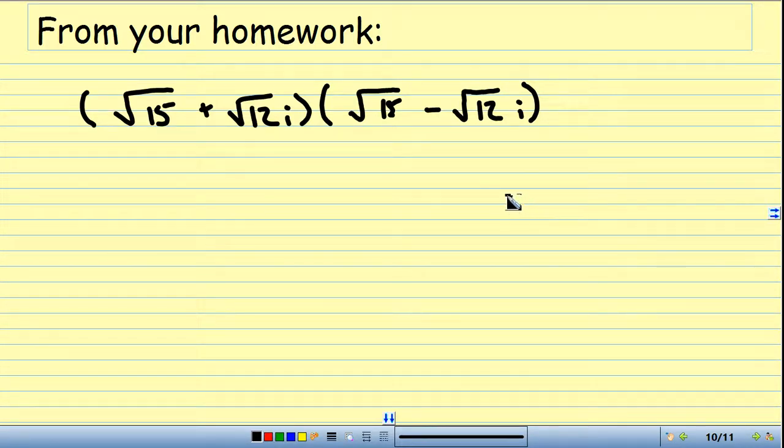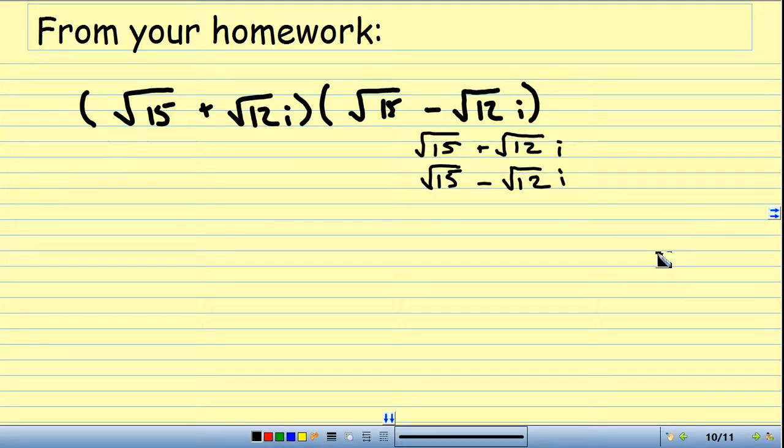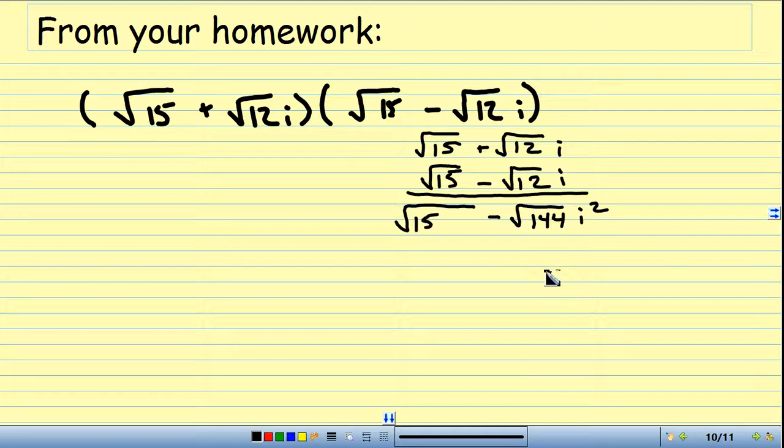So what I'm going to do, stack them, because I like the stacking method of multiplication better. It's just me. Square root of 15 plus square root of 12i times square root of 15 minus square root of 12i. So I have the square root of 12i, negative square root of 12i times positive square root of 12i, which is negative square root 144i squared. And I don't care what this is because I know the middle is going to cancel out. So I'm just going to say the square root of 15 times 12i, and that's i's on the outside.